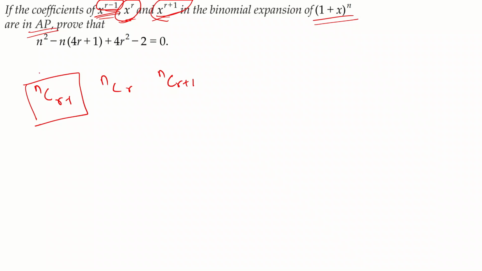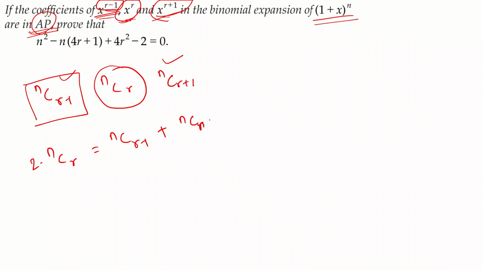Now they are giving us that these three coefficients are in AP. That means 2 times the middle one will be equal to the sum of the other two. So AP means that 2 times nCr is equal to nC(r minus 1) plus nC(r plus 1). Now if we are given this, then we have to prove that this thing holds. All we need is just a bit of simplification.